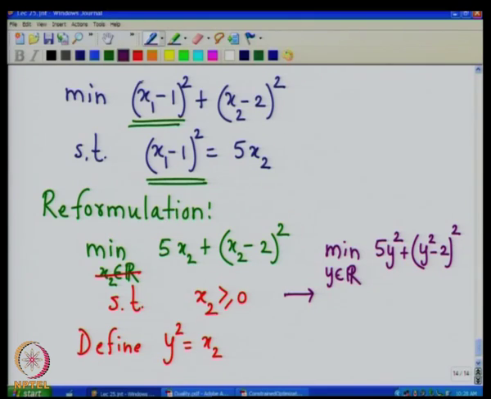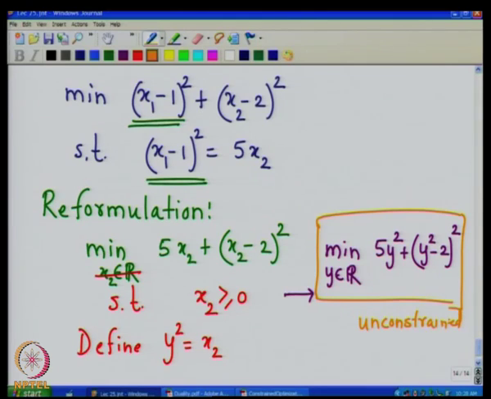Now, this problem is an unconstrained problem. So, while reformulating a given constrained problem, one has to be extremely careful, and this problem we can solve using our earlier optimality conditions, the first order and the second order optimality conditions for unconstrained optimization problems. So, we take the derivative of this and equate it to 0, and that will give us the solution. You can check that that gives us y star to be 0, and therefore x2 star equal to 0, which means that x1 star is equal to 1.